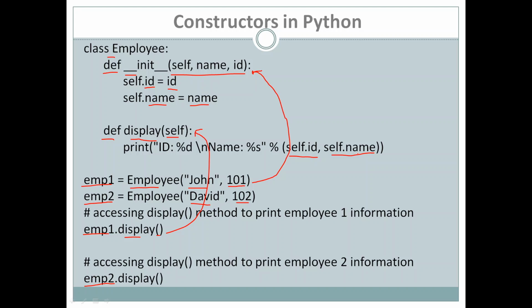So this is how we can include a constructor in Python. So the constructor name here is init. So the init function is called whenever we create an object of the class in the program.